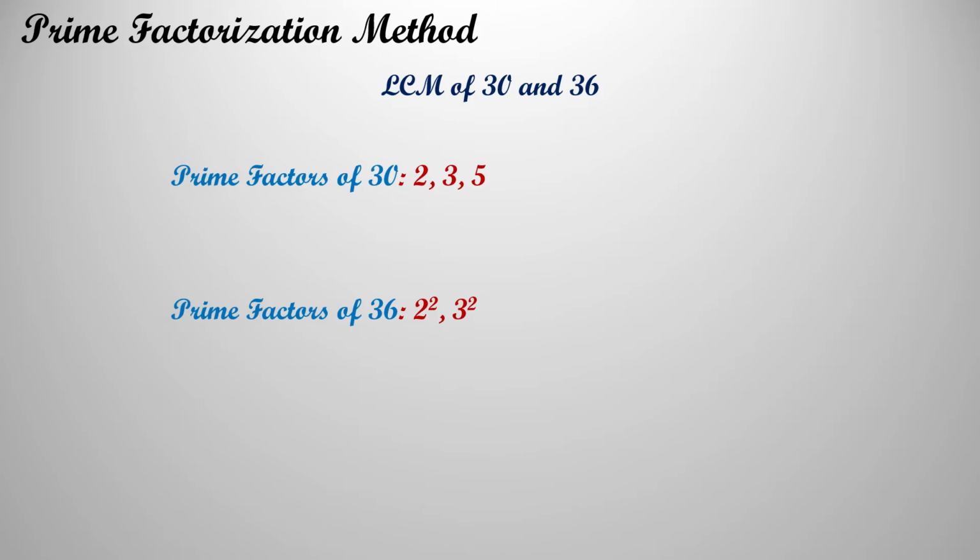Now, what you need to do is find out the biggest number in both of these sets. What is the biggest number between 2 and 2 square? We have 2 square. What about 3 and 3 square? We have 3 square. Now, can you write the factors of 36 as 2 square into 3 square into 5 raised to the power 0? Now, 5 raised to the power 0 means 1. Now, what's bigger between 5 and 5 raised to the power 0? We have 5. So you multiply all of these numbers. The answer is 180.